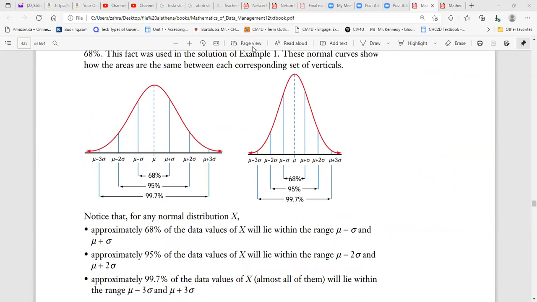So if you're talking about from here to here, that is 1 sigma, right? Within 1 sigma, the area under the graph is that much. This area will be 68% of your data.